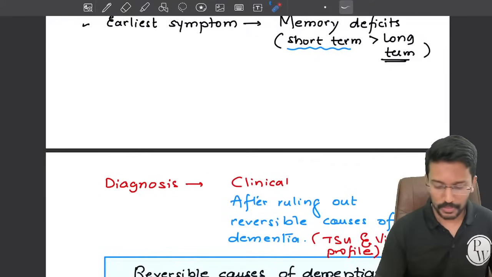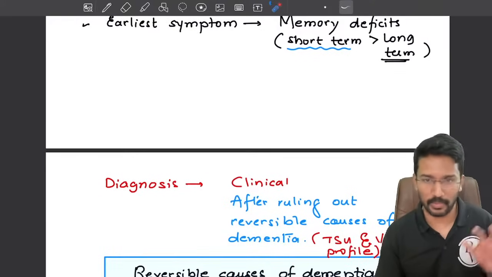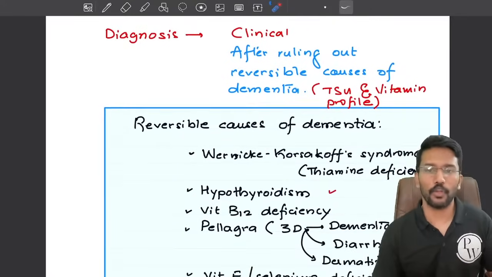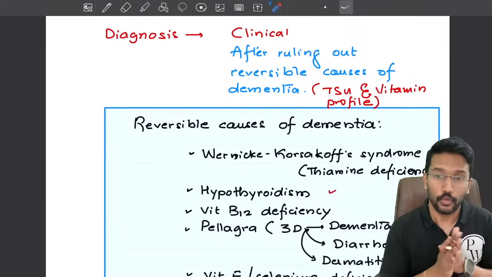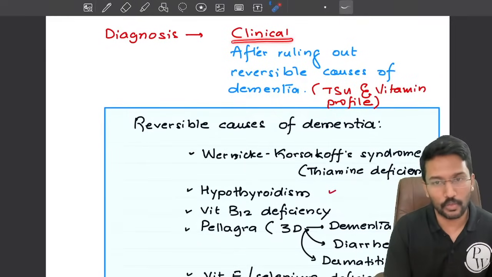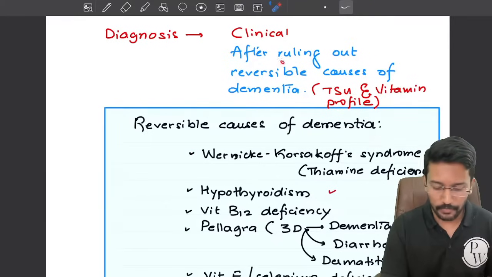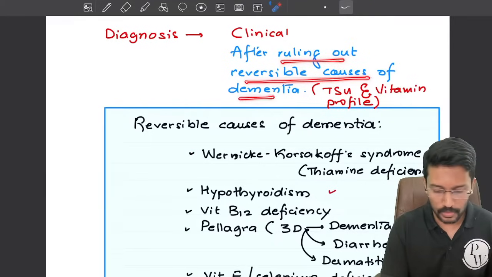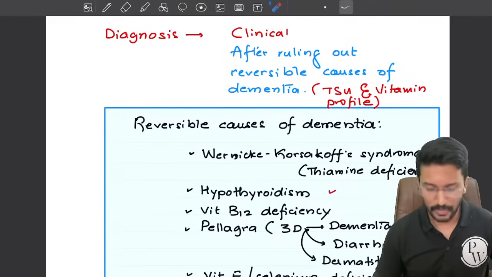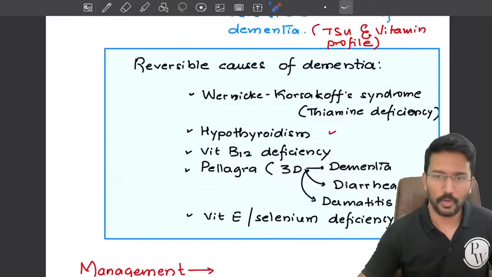Okay, so any patient, especially elderly, presenting with memory deficits, you can think of a possibility of Alzheimer's disease, but before you label them as Alzheimer's disease, you need to rule out reversible causes of dementia. So Alzheimer's disease is also diagnosed on clinical grounds after ruling out reversible causes of dementia. Now, what are the reversible causes of dementia? There is a long list of reversible causes for dementia.